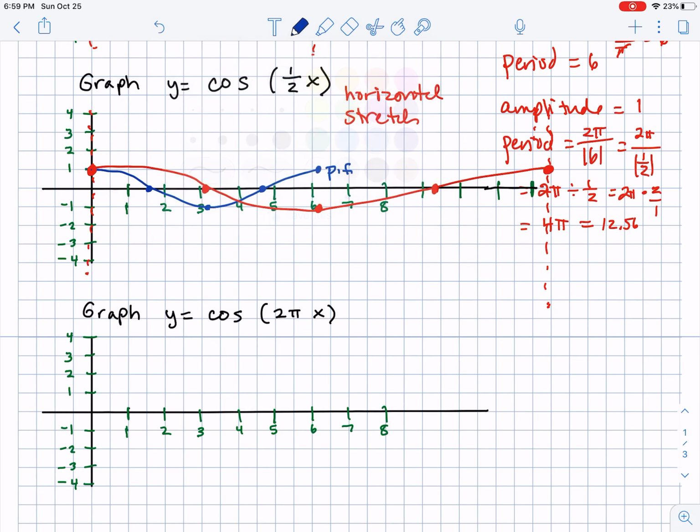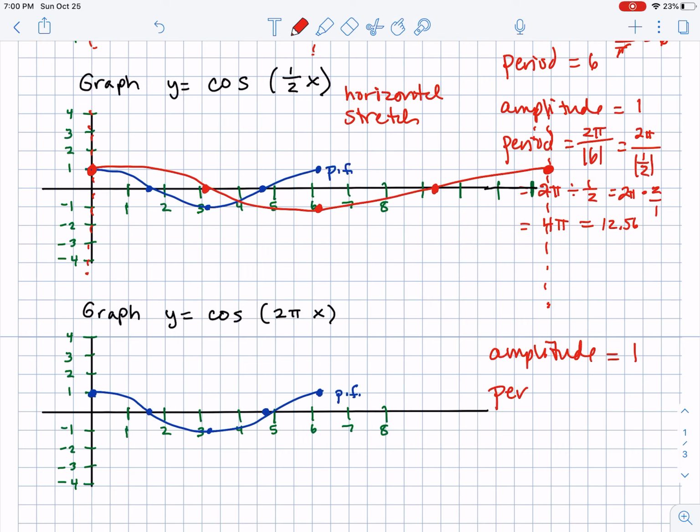Let me go ahead and graph my parent function. That way you can kind of take a look and see what that looks like. So I have my maximums, my minimums, I need my zeros. And I'm going to graph it. And there's my parent function. Okay, that parent function has a period of 2 pi. Looking at my new function, y equals cosine of 2 pi x. Let's see, amplitude. The a value is 1, so absolute value of 1 is still 1.